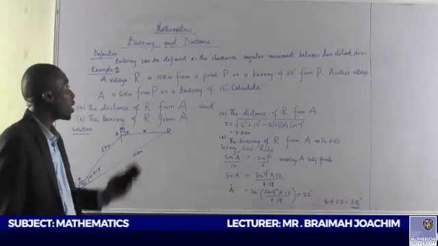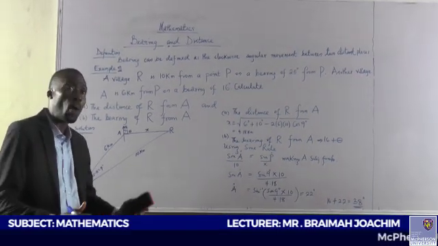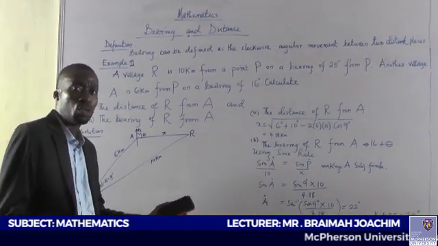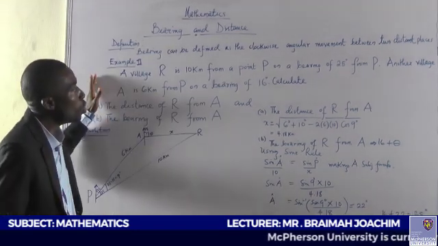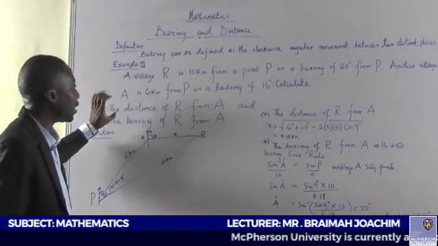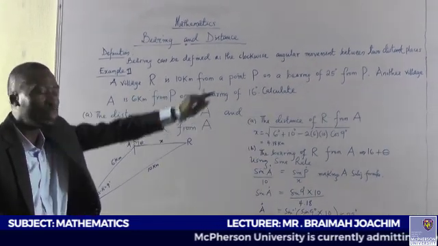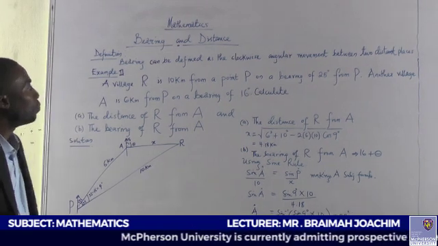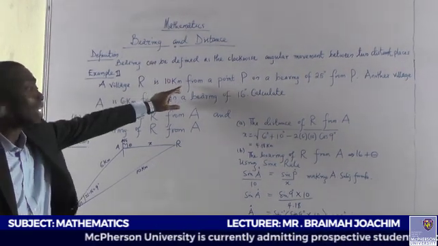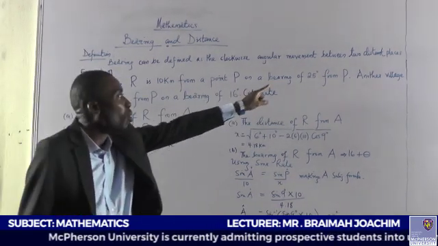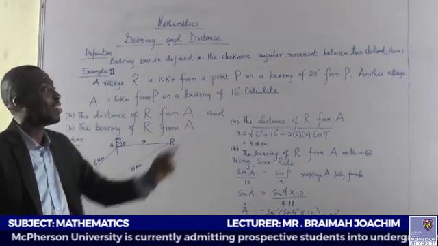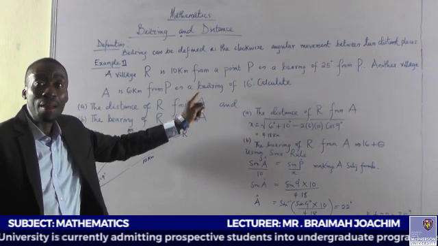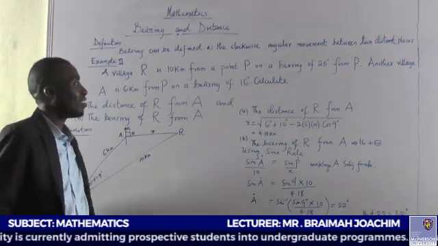Now we're going to consider the second example. In the first example, we saw how we can get the bearing and distance from an original position to the final position. In this example 2, we want to consider how to get the distance from a certain position to another position, and the bearing of it. So let's look at village R. We are told it's 10 kilometers from a point P on the bearing of 25 degrees from P. Another village A is 6 kilometers from P on the bearing of 16 degrees.